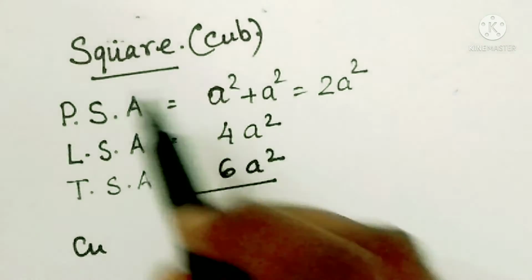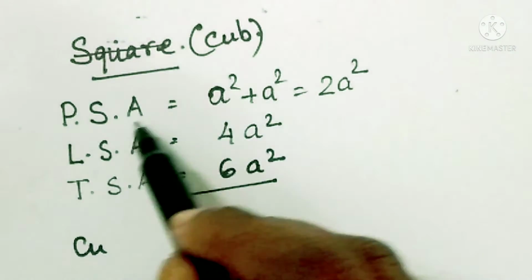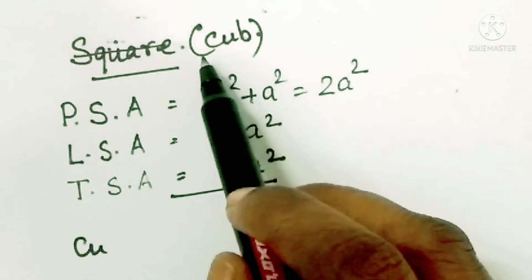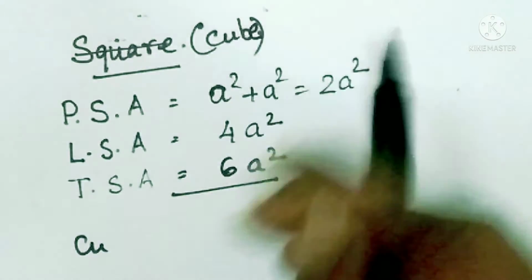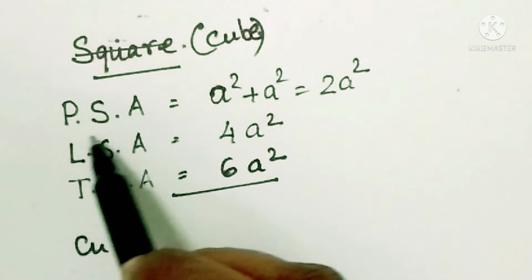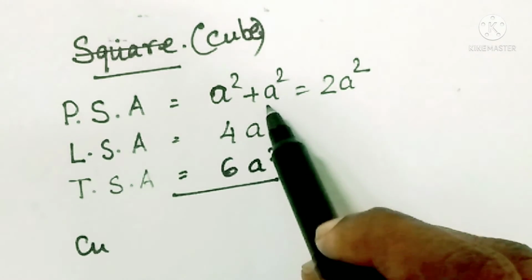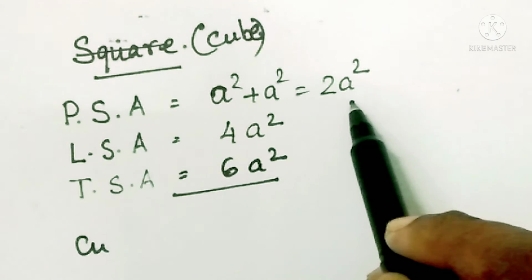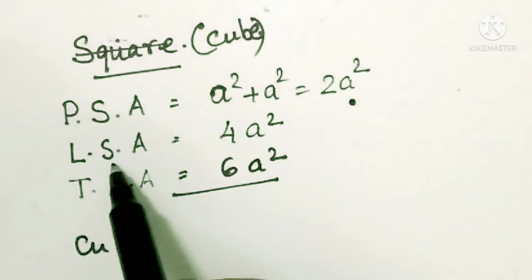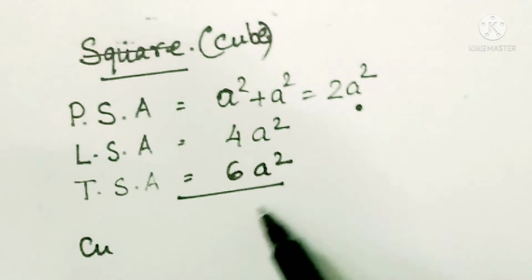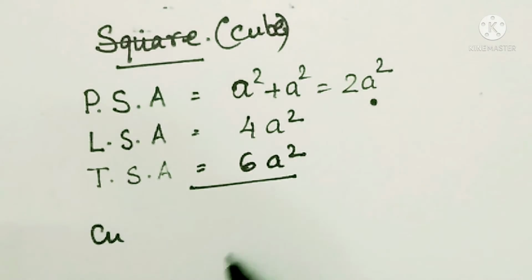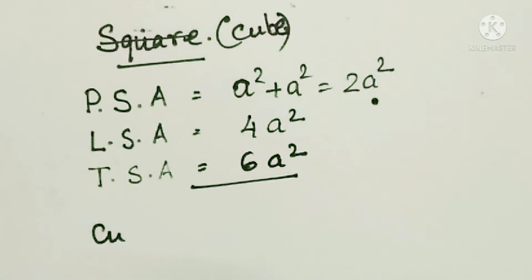So let us write all the formulas which we learnt. For a cube, if you find the PSA, that is the plane surface area, there are two plane surfaces, so it will be a square plus a square, which is equal to 2a square. And lateral surface area, there will be 4 squares, so it will be equal to 4a square. And total surface area will be 6a square.